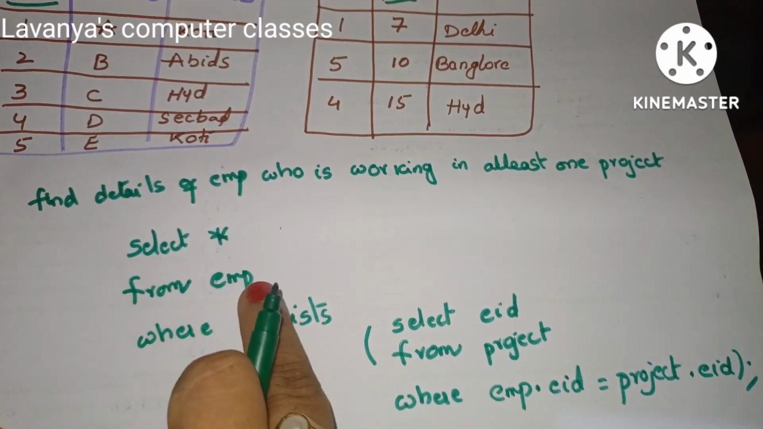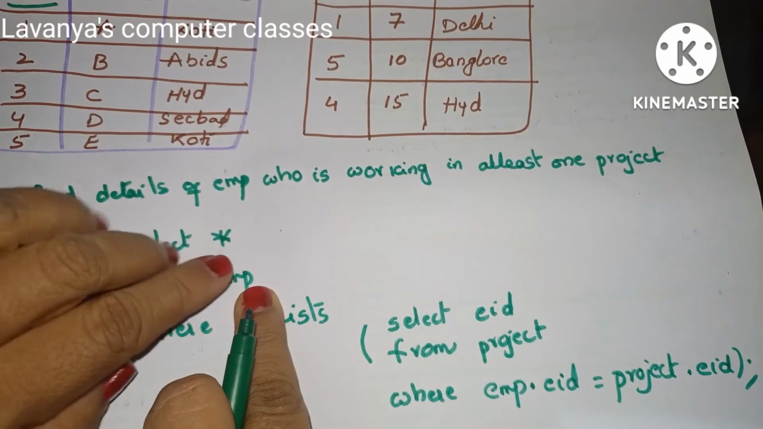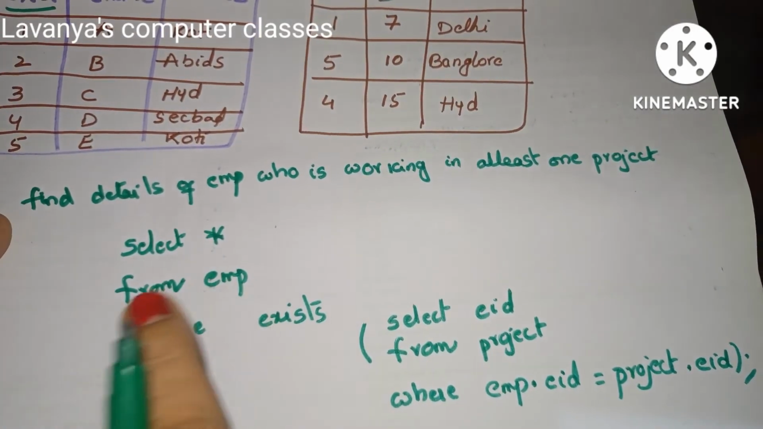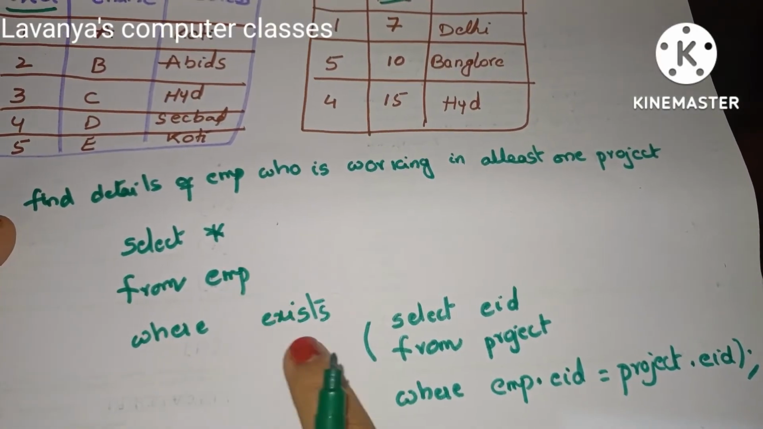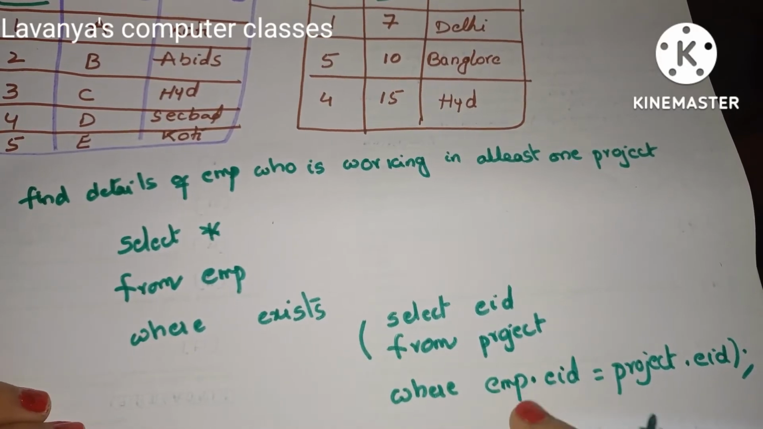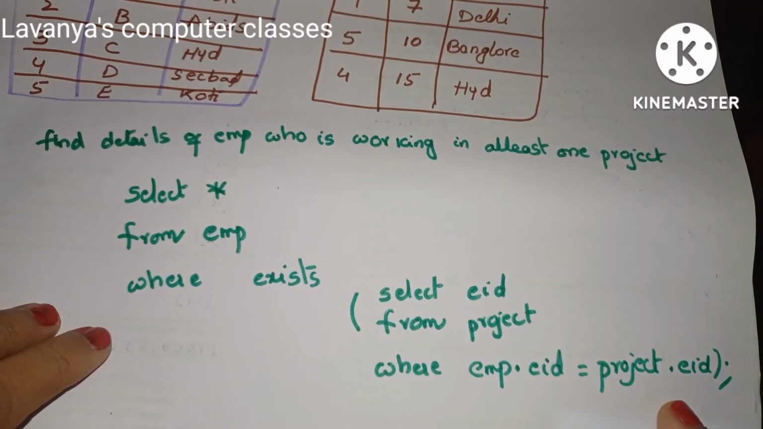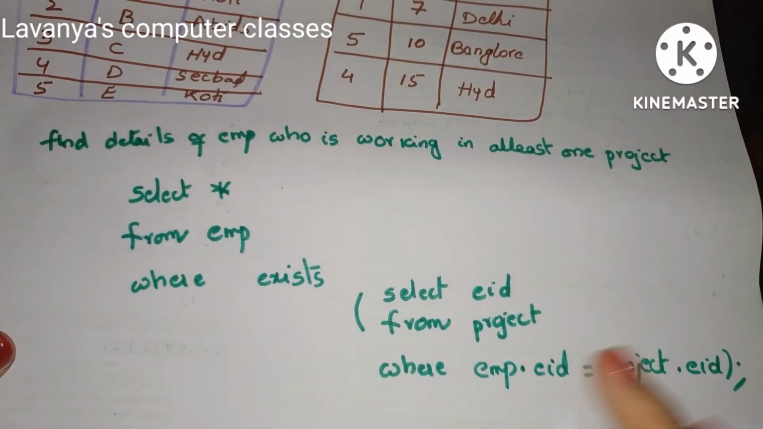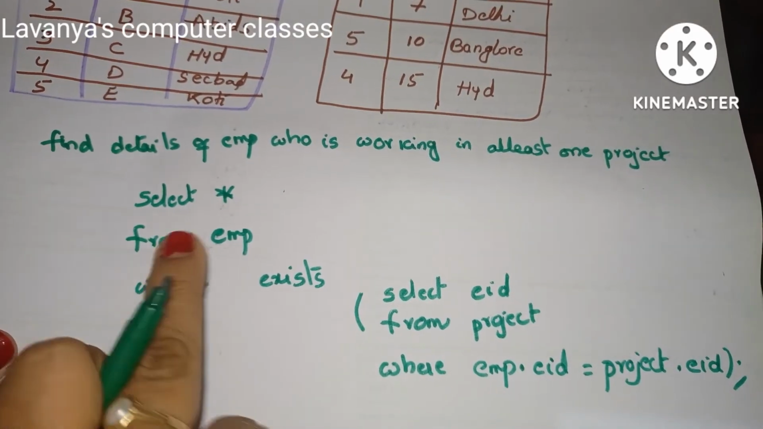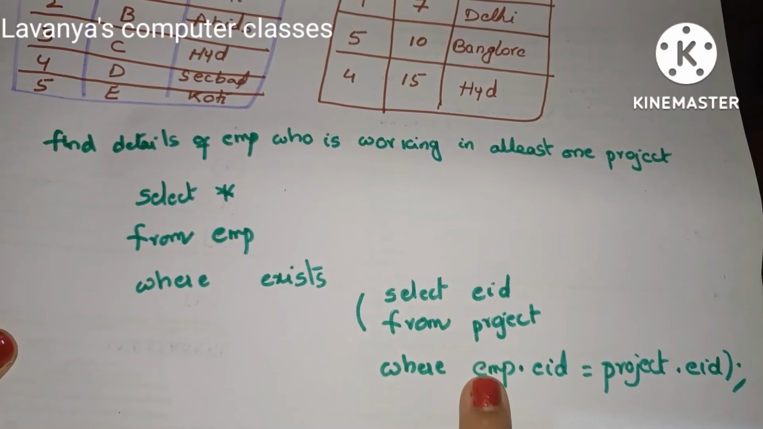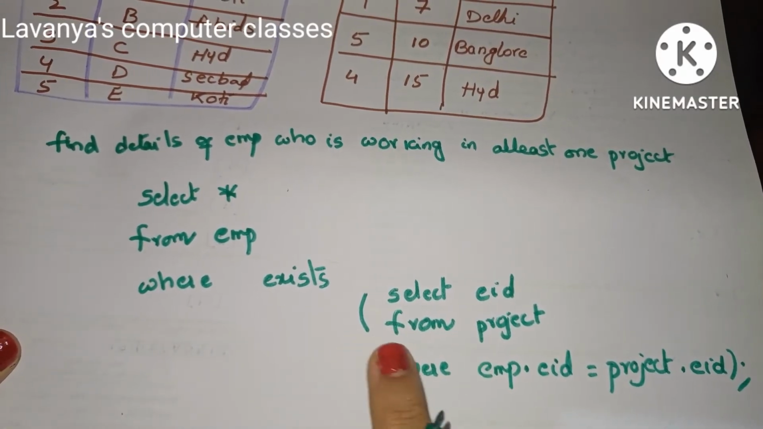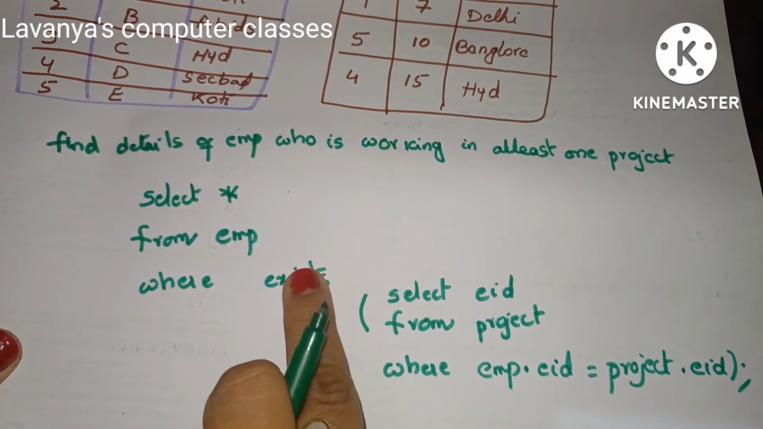So this is the query for this example. Select star from emp means select all the employees in the employee table, but that information must exist in the project table. How will it exist? Employee.eid equal to project.eid. This one is called the outer query and this one is called the inner query, but it is a correlated query. That's why we are using one operator, exists.